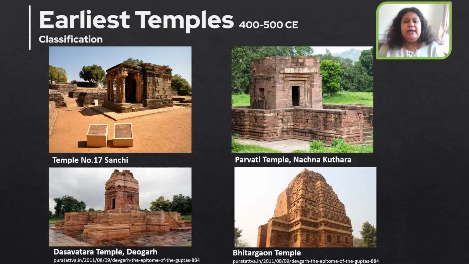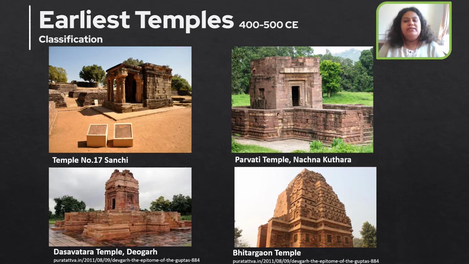The second example, or the second type, is that of the Parvati Temple at Nachna Kuthara. It is also in Madhya Pradesh, and now we get the example of a Pradakshina Path or the circumambulatory around the Garbhagriha or the sanctum sanctorum.